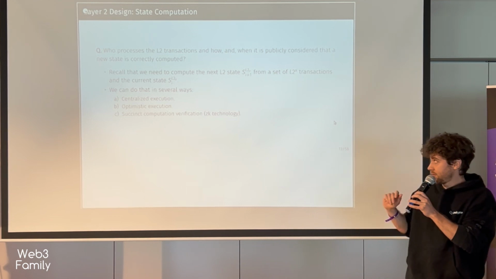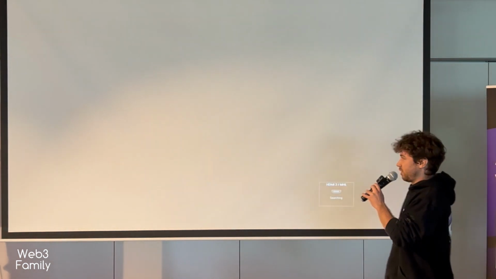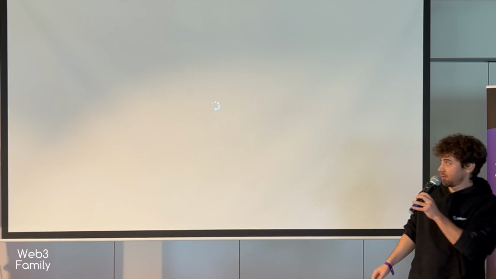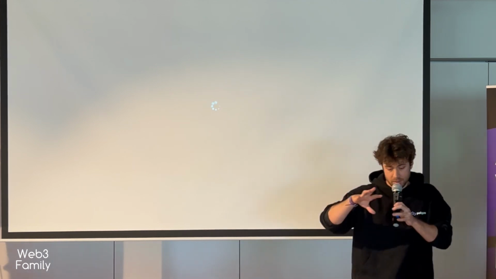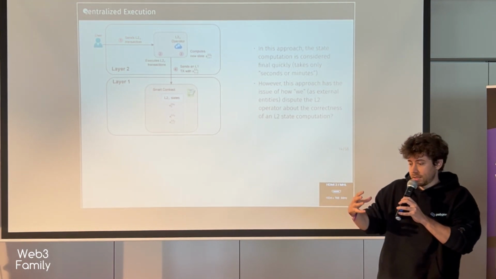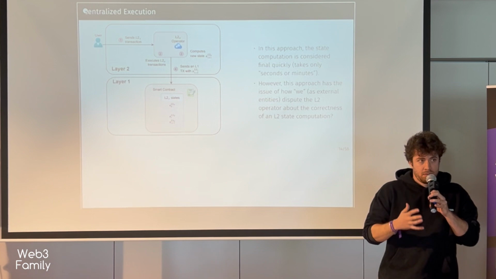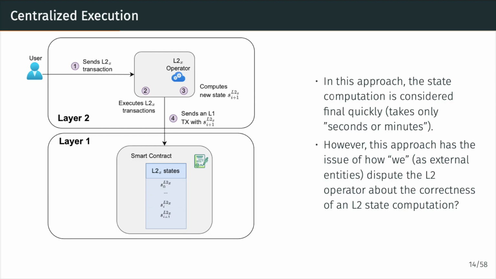On one hand, we have centralized execution. Centralized execution is very trivial. We send the transaction to a monolithic system. It processes the transactions, decides which is the new state, and consolidates the state on layer 2. You get the response of the new state in seconds, and you trust it.